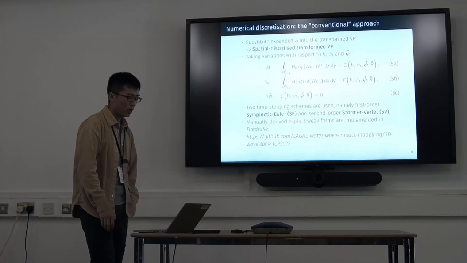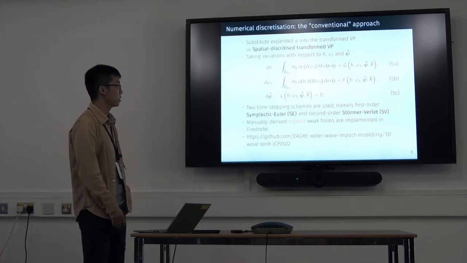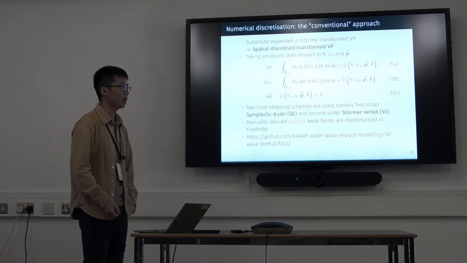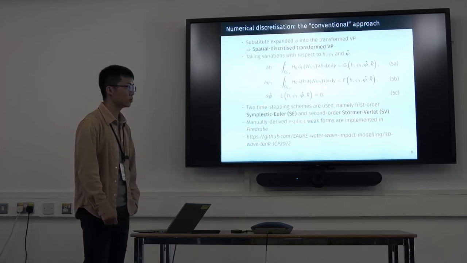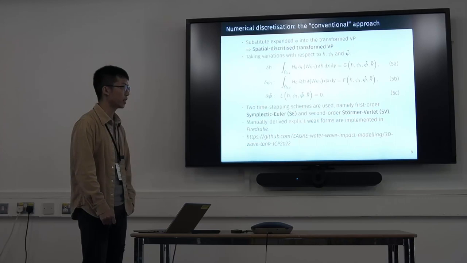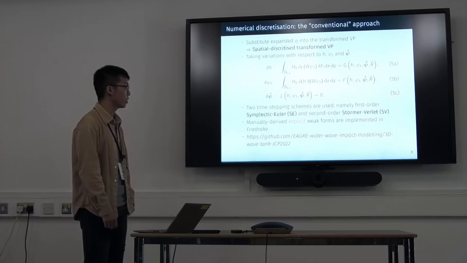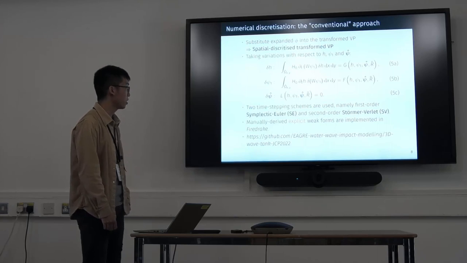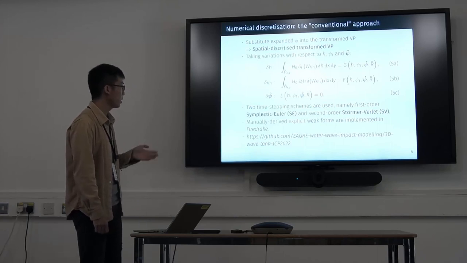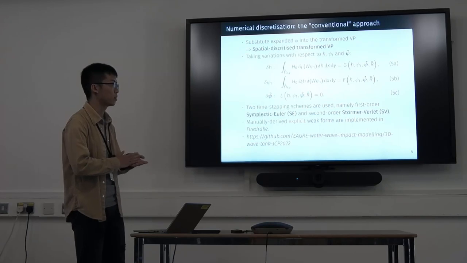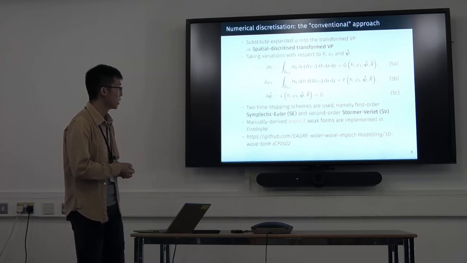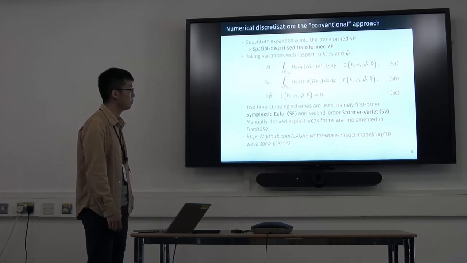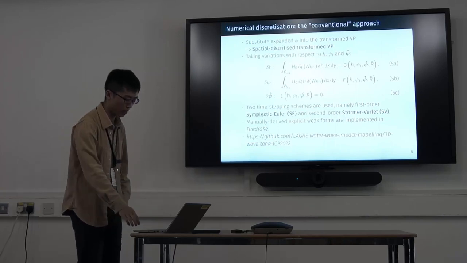As I just mentioned, these weak forms are very cumbersome, and it is very easy to make mistakes during the derivation stage and also the implementation stage. But finally, we managed to implement these weak forms into Firedrake explicitly, and we uploaded our code onto this GitHub organization.